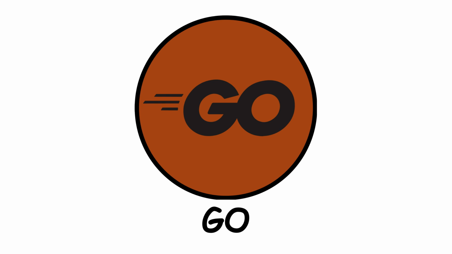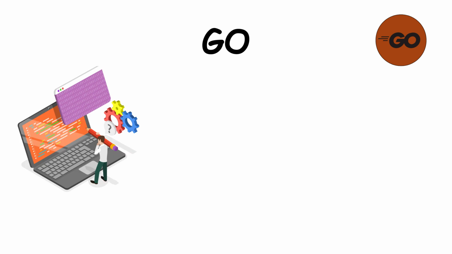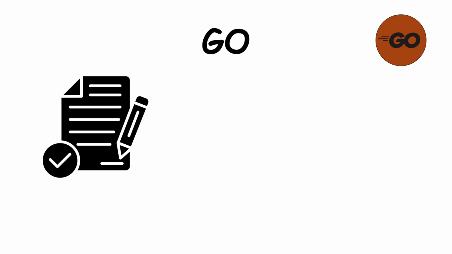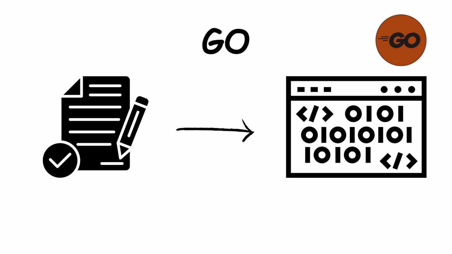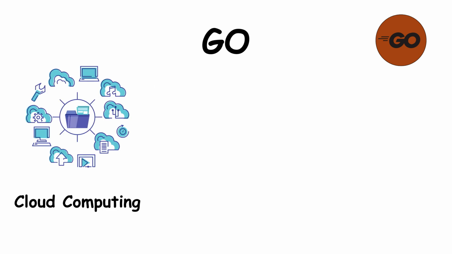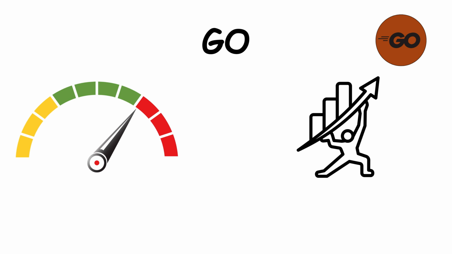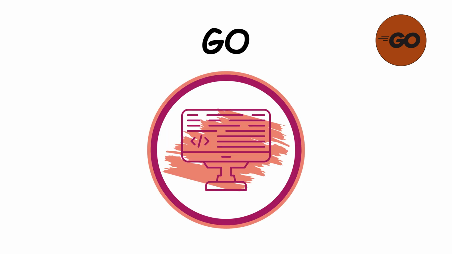Next up, Go, also known as Golang. Developed at Google, Go was designed for efficiency and simplicity. It compiles to fast machine code, has built-in support for concurrency, and is perfect for cloud computing, microservices, and large distributed systems. When speed and scalability matter, Go is a strong choice.